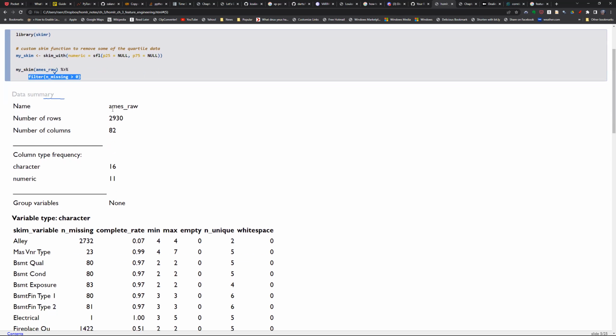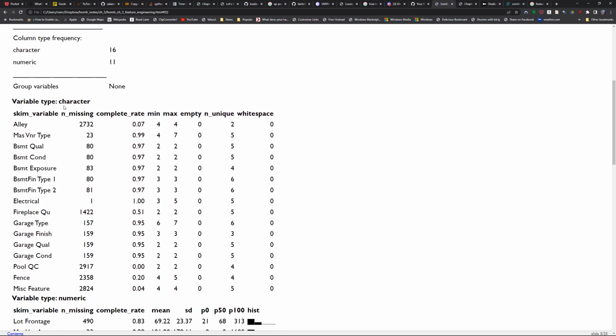So in this one, the Ames raw, which is the raw data set, we have all the observations, okay? Now, we're not dealing now with the training, we're dealing with the whole data set. So we have 2,930 observations, rows, and then we have 82 columns. So this is quite a high dimensionality data set.